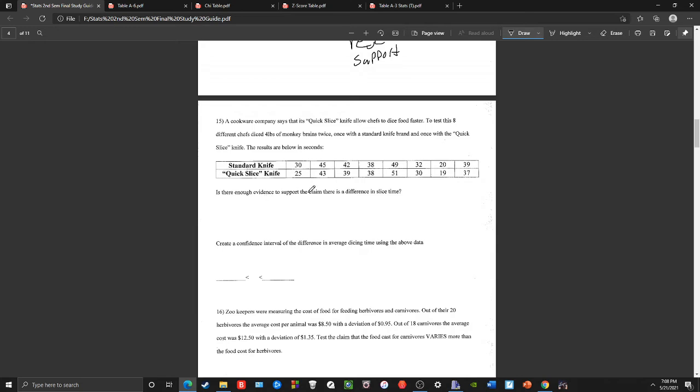So is there enough evidence to test that there is a difference in slice time? So the key word here being difference. It is an average, and we do have two samples, but they're what we call matched pairs because this is one person's time for both, this is one person's time for both, this is one person's time for both. So because it's a matched pairs situation, we're going to be testing the average difference. So it's going to look like this: H0, H1, mu D, average difference, equal to 0, which means there's no difference, not equal to 0, which means that there is a difference. And so we're claiming that there is a difference, that the difference between standard and quick slice is not 0.